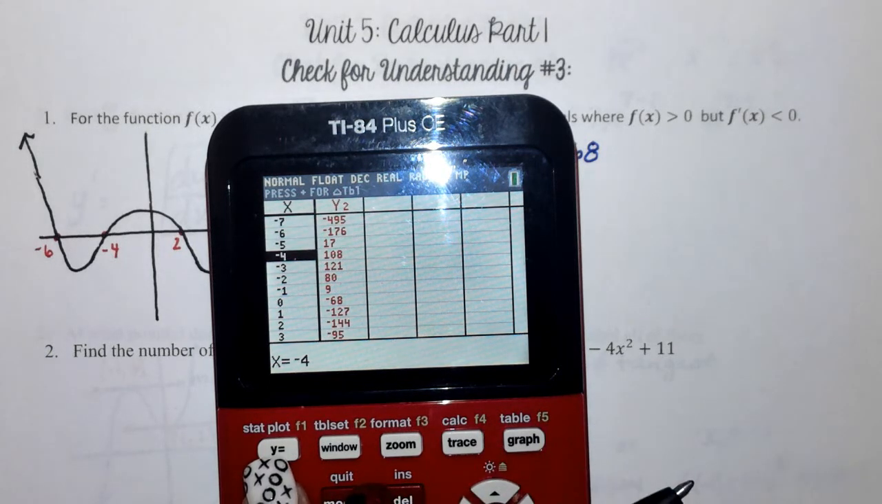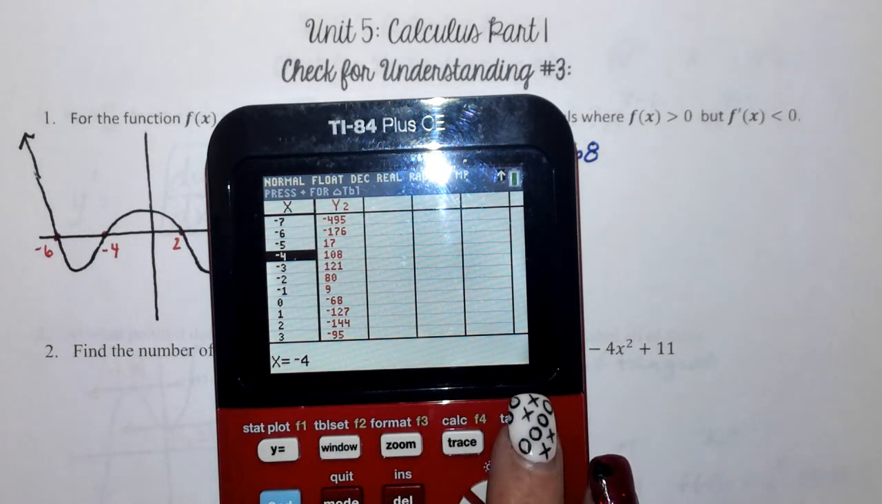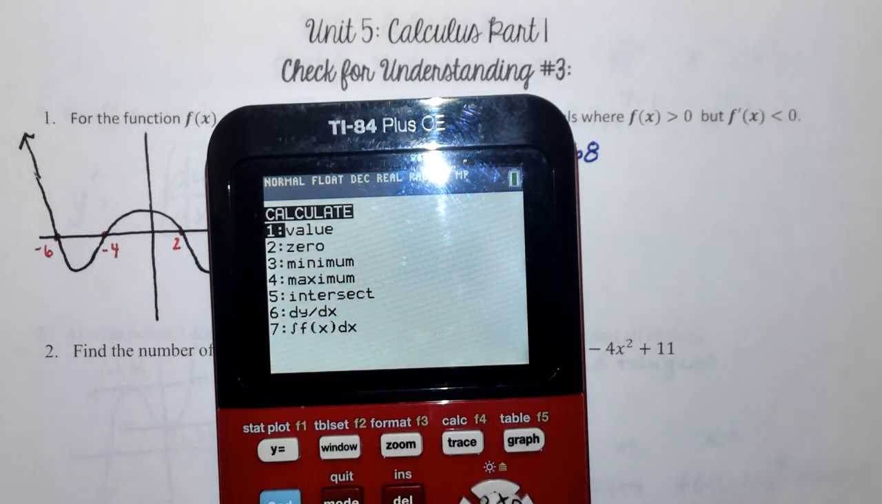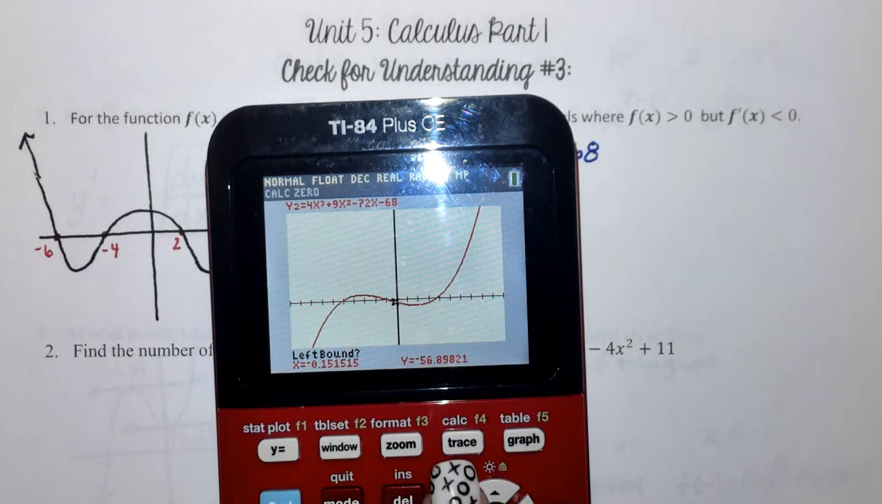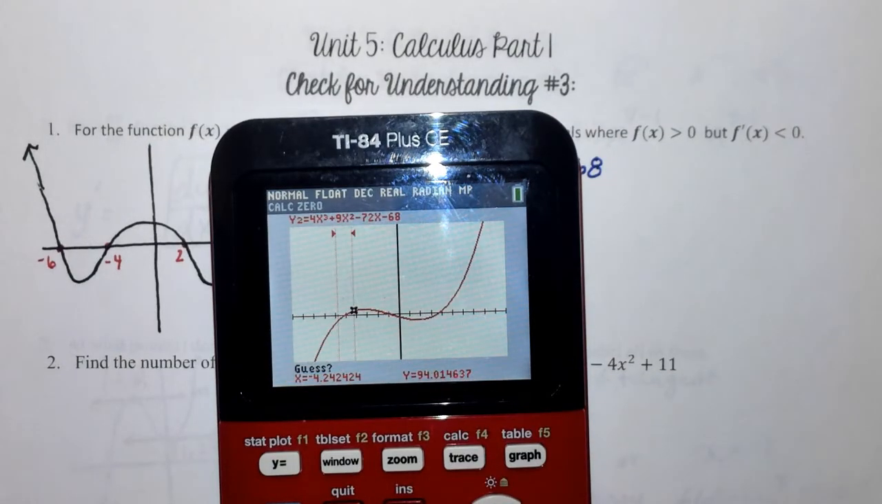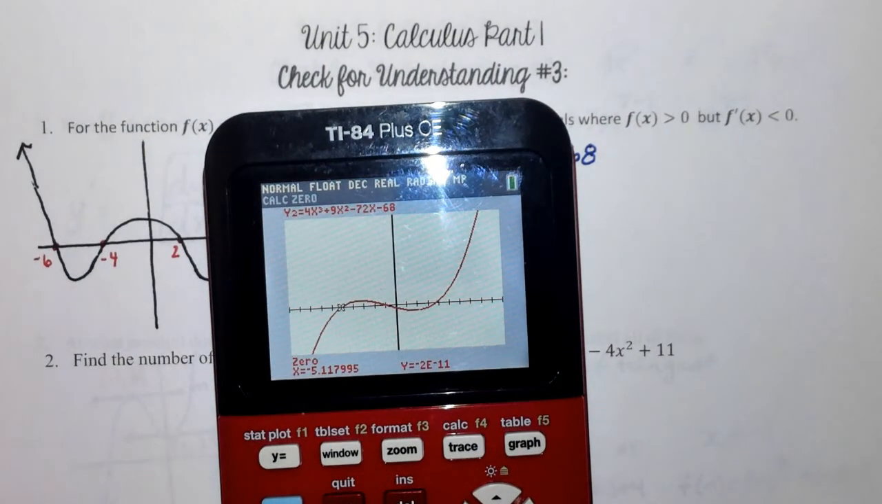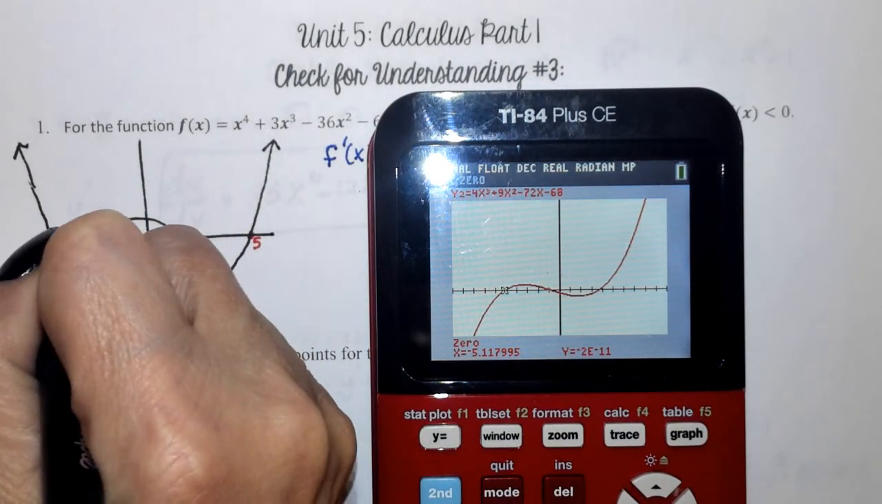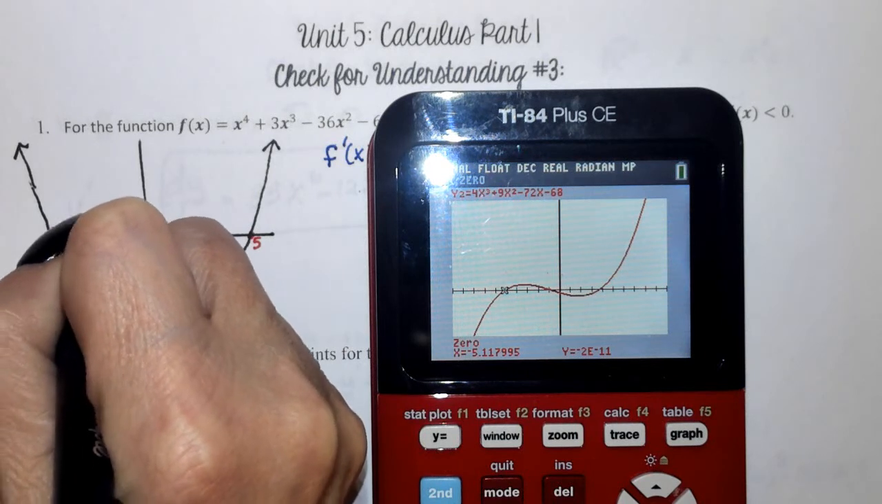Well, I can't tell exactly. So here's what I'm going to do. I'm going to go to my graph and calculate those zeros. Let's come over here. Let's figure out what that 0 is right there. Oh, yeah, that's a weird 0. Negative 5.11. Okay, so there is negative 5.11.